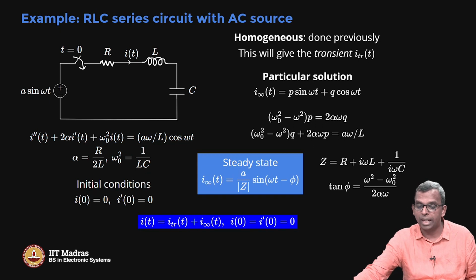So it turns out finally, when you write everything together, you will get I infinity of t to be A by mod z sin of omega t minus phi.